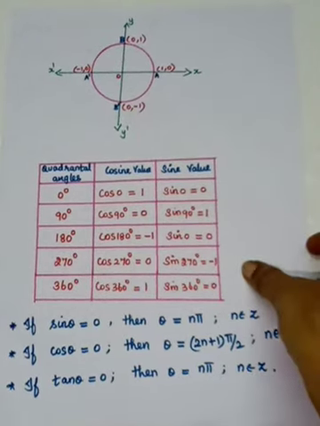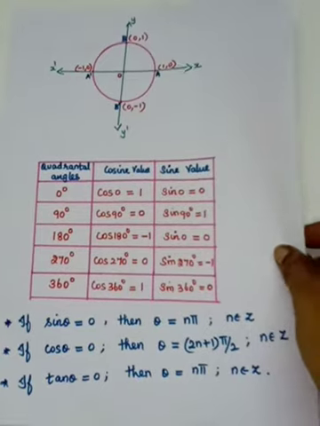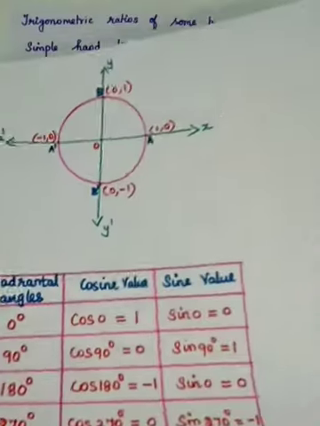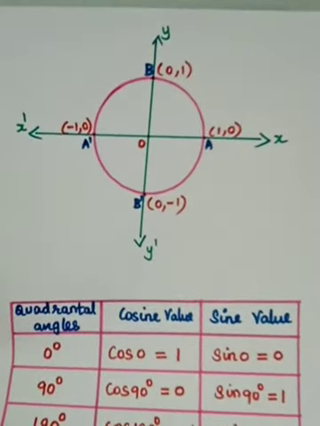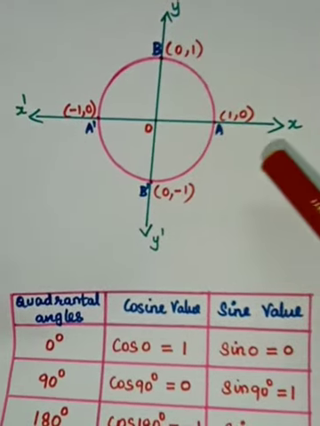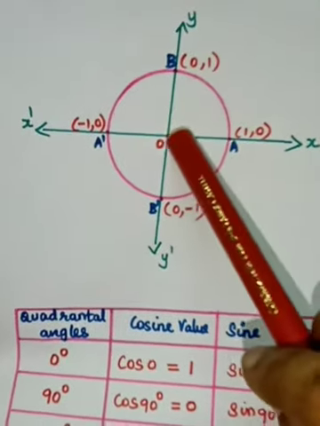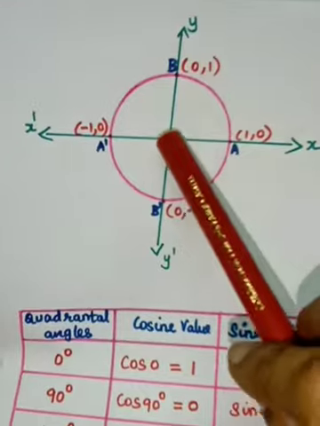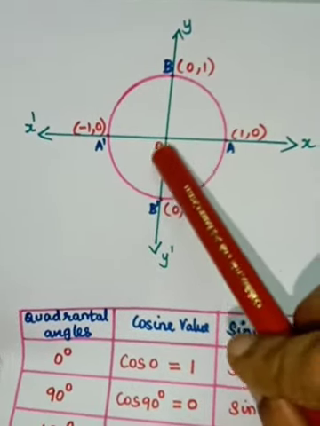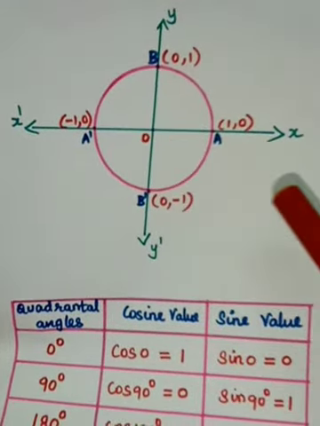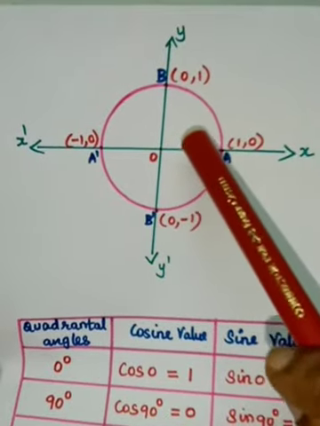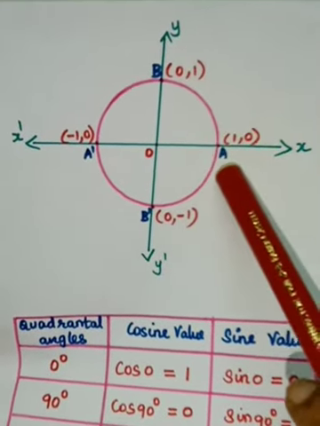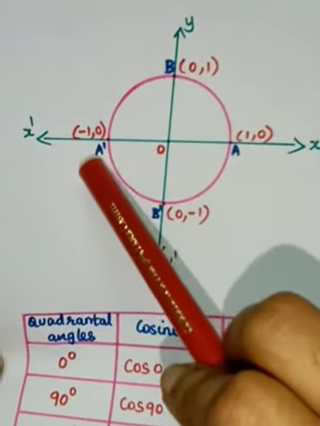Okay, you see now first. See what circle I have considered? I have considered a unit circle. Unit circle means radius is 1. So OA is 1 radius, OB and OA dash and OB dash, these are all radius for the circle. So it is 1. So A point is what? It is 1, 0. And A dash is what?